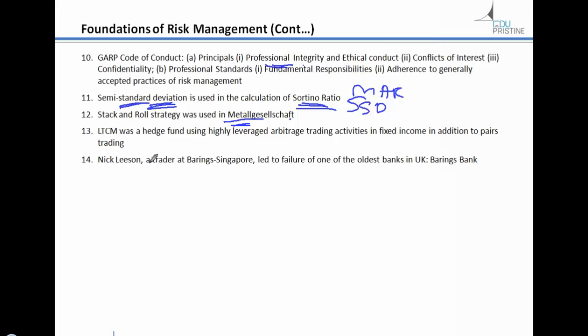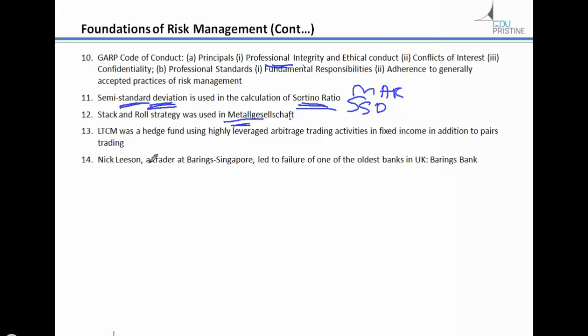LTCM was a hedge fund using highly leveraged arbitrage trading activities in fixed income, in addition to trading passive. It had huge derivatives positions globally. First of all, its leverage ratio was somewhere near 28 to 1. That is debt, that is the overall exposure, towards its equity was huge. That's why there was a collapse in LTCM.